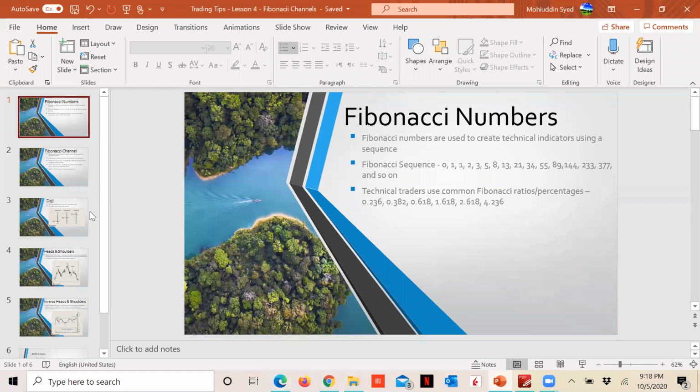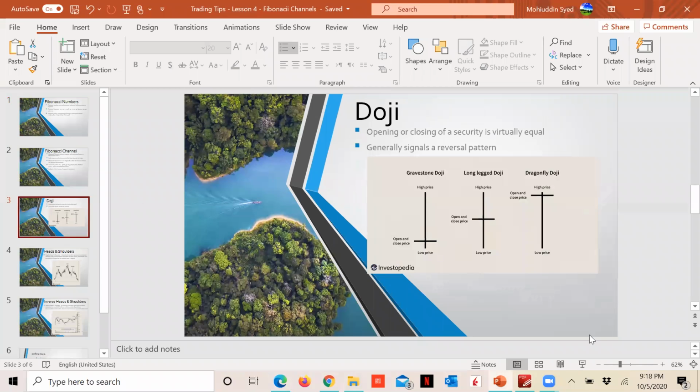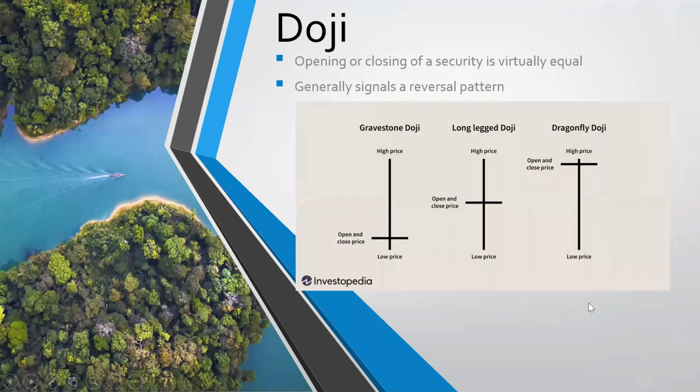Why is it important? When the opening or closing of a security is virtually equal, it generally signals a reversal pattern. There are like 3 different patterns. Gravestone doji means you have the low price and high price on a candlestick. The opening and closing price is almost the same, that's why you don't see the full body.